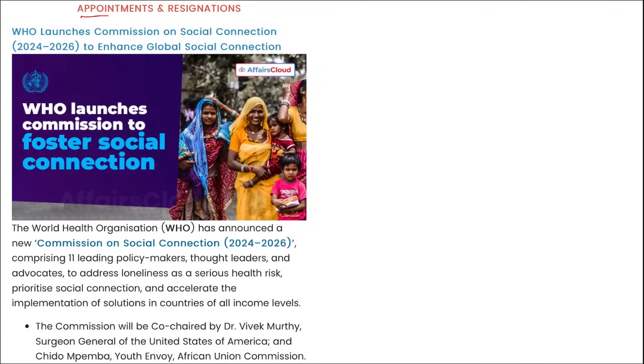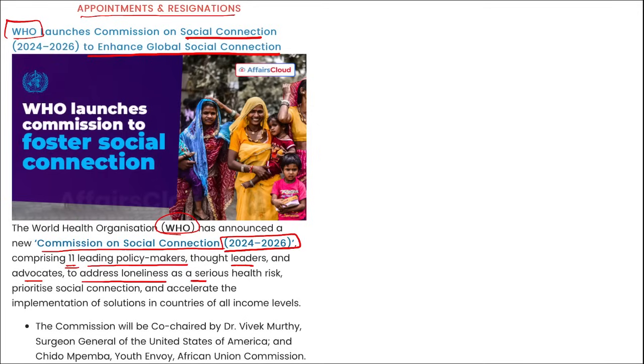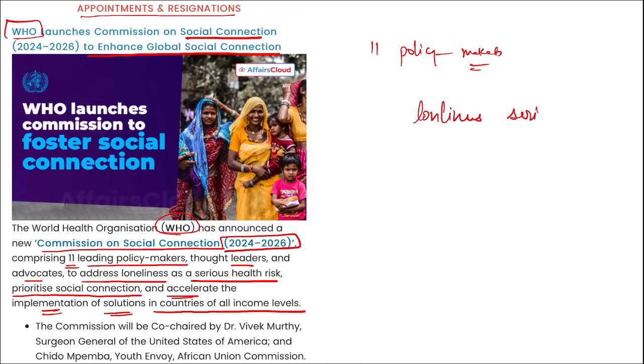Next is appointments and resignation. WHO, the World Health Organization, has launched a Commission on Social Connection to enhance global social connection. I repeat, WHO has announced a new Commission on Social Connection for 2024 to 2026, comprising 11 leading policymakers, thought leaders and advocates to address loneliness as a serious health risk, prioritize social connection and accelerate the implementation of solutions in countries at all income levels. I repeat, this is for 2024 to 2026, and this will comprise 11 policymakers, leaders and advocates to address loneliness as a serious risk.